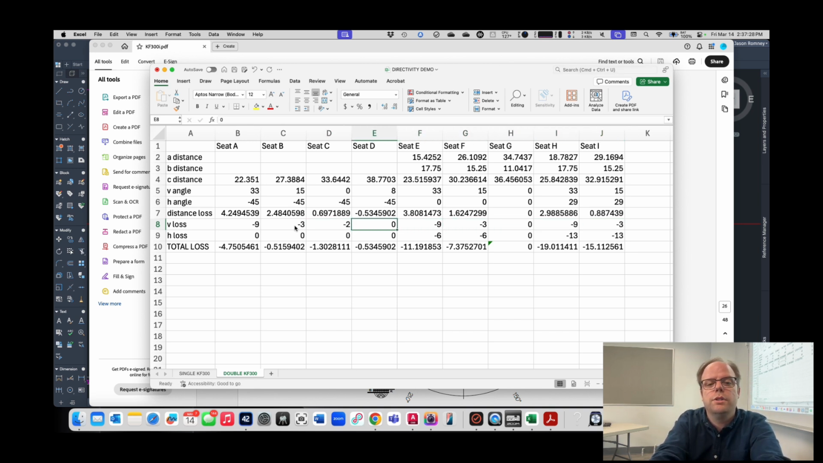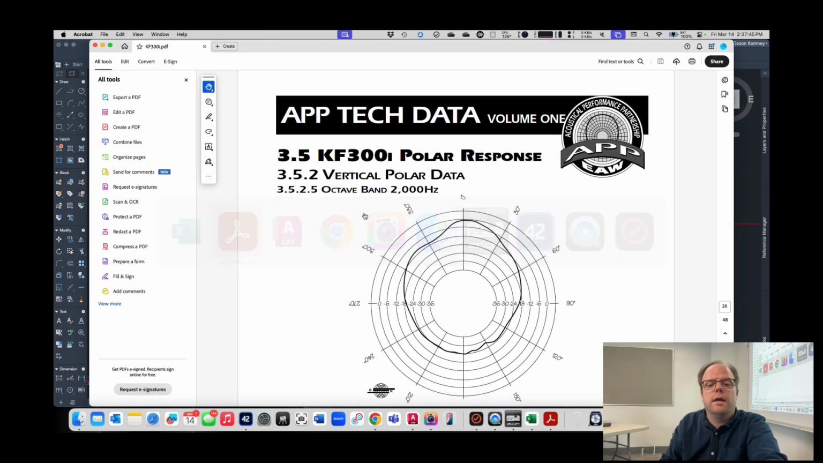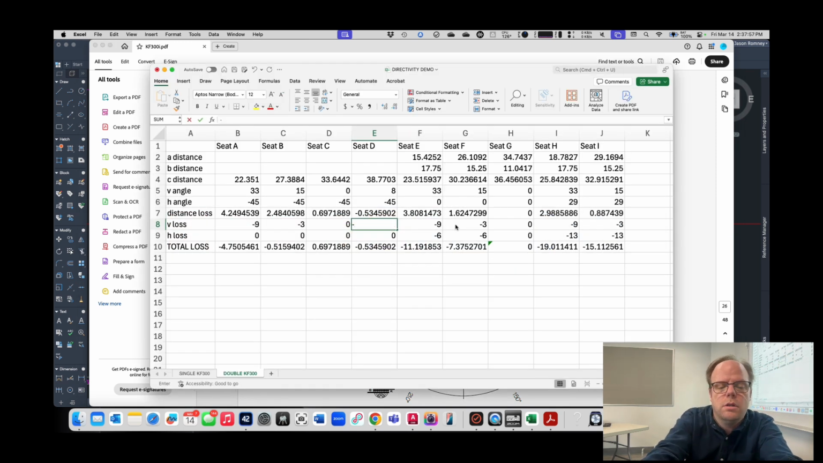And I just need to figure out seat C. Vertical loss should be 0, right? Because I'm aimed at that row. So that can be a 0. I just need to figure out D, because that's 8 degrees this way now, right? Mm-hmm. So 10 would be about here, so 8, we're looking, I would say -2 there. So that'll be -2. All right, so there's all my verticals.